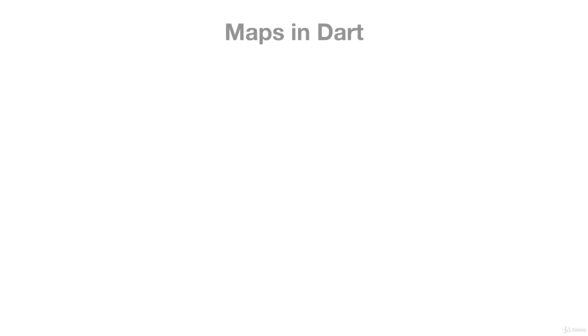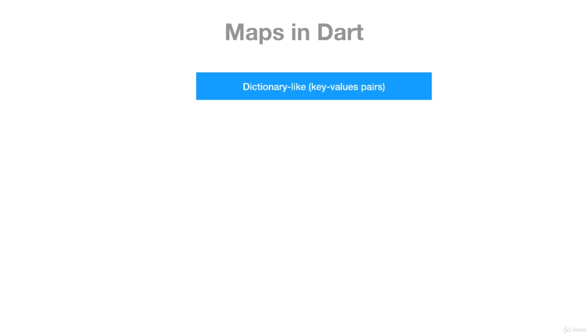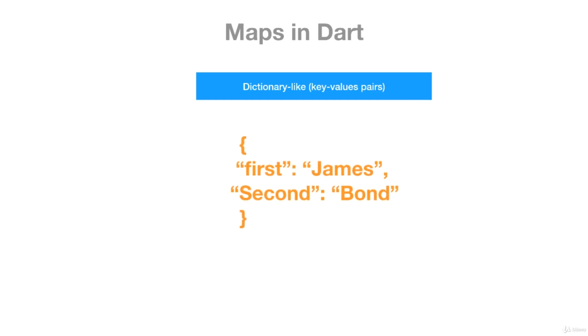Now, a map is essentially what we call a dictionary. A dictionary has key-value pairs. What that means is the following. Look at this. Notice the syntax is a little bit different. Now instead of square brackets, we have curly brackets in this case. And you notice we have the key, in this case first. Then we have a colon and James. And then we have a comma.